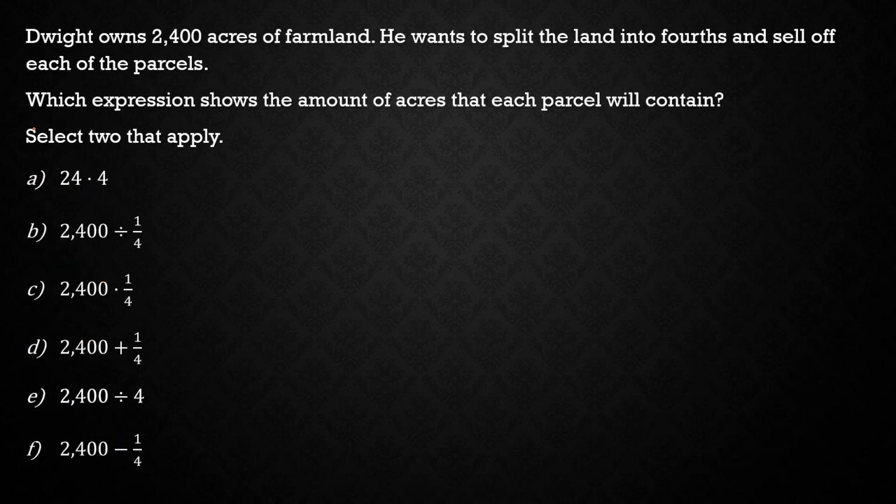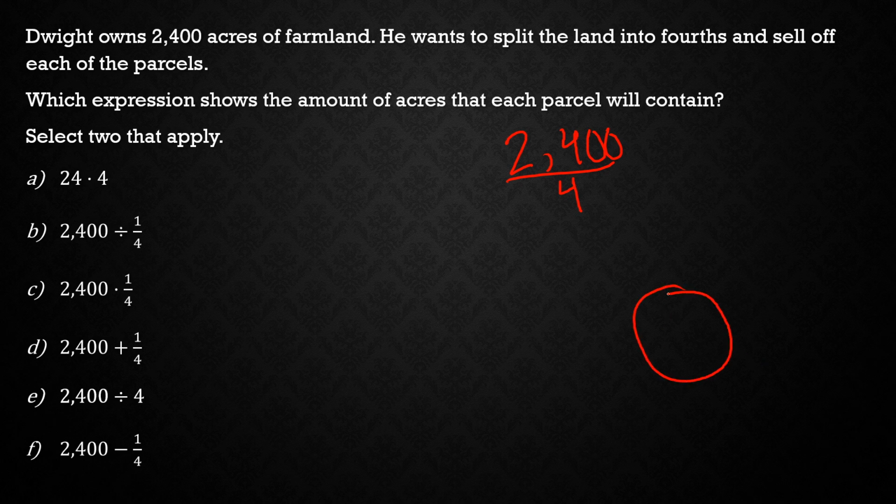Dwight owns 2,400 acres of farmland. He wants to split the land into fourths and sell it off. Which expression shows the amount of acres that each parcel will contain? Okay, well, these ones are set up a little bit weird. If I were thinking, well, I have 2,400 total, and I want to split it into fourths, I would just divide it by 4, right?